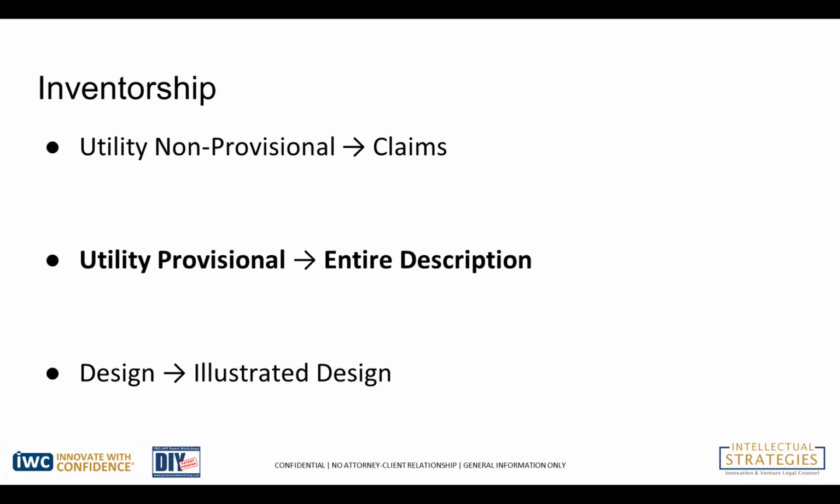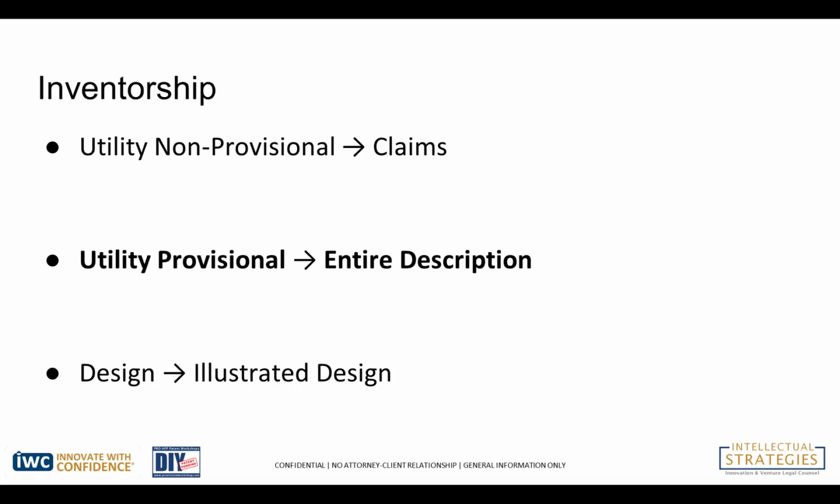Now, there's an interesting distinction between different types of patent applications as to who should be listed as an inventor. For a utility non-provisional patent application, the inventorship is determined by the language specifically in the claims. The claims define the scope of the invention, and so it's proper and makes sense that the claims are used exclusively to determine who should be an inventor of that patent application.